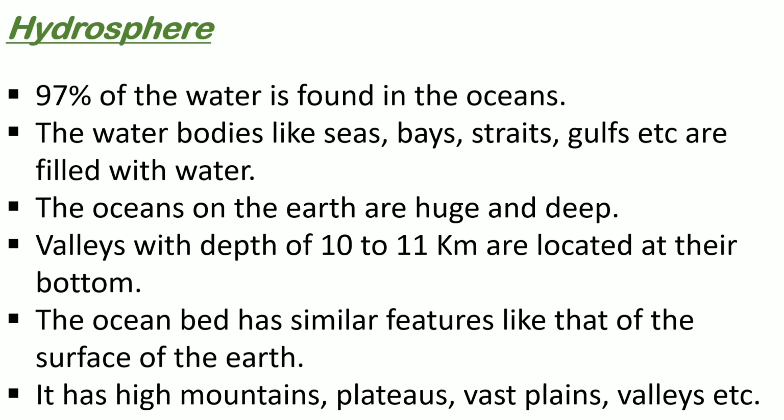Oceans on the earth are huge and deep. So valleys with depth of say 10 to 11 kilometers are located at the bottom. Apart from that, the ocean bed has similar features like that of the surface of the earth, like mountains, plateaus, vast plains, valleys, etc. So the features that you see on the surface of the earth, that same thing you could see below the ocean. So ocean is that huge and deep. Apart from that, it is also filled with water.